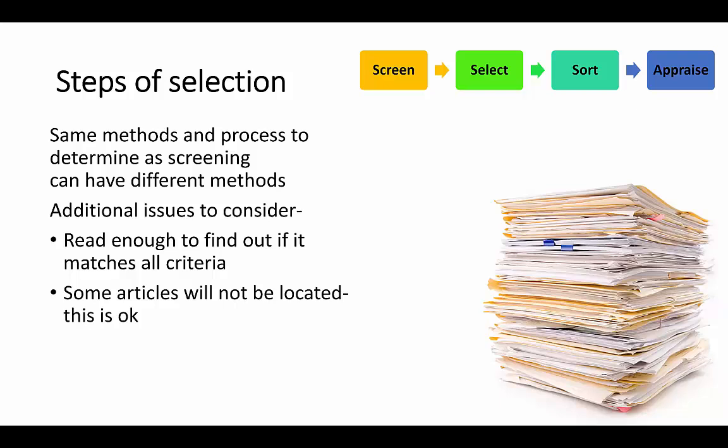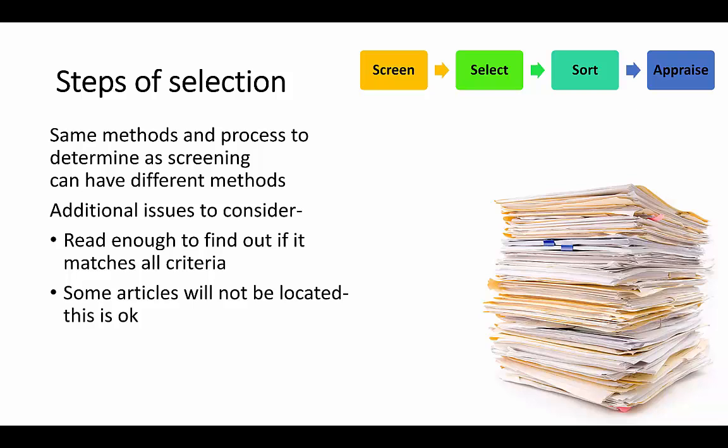For selection, this is where you're looking at the full text. It has very similar steps and things that need to be answered. The difference here is you've got to come up with those exclusion reasons so that everybody's marking them as you go through.